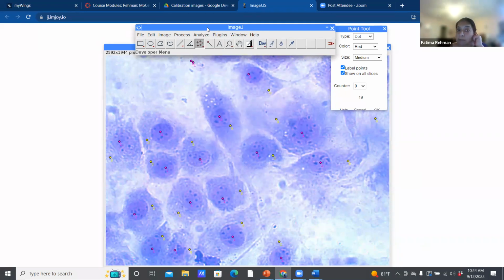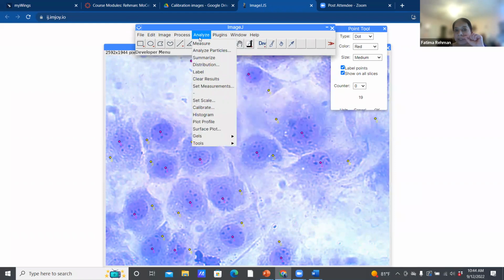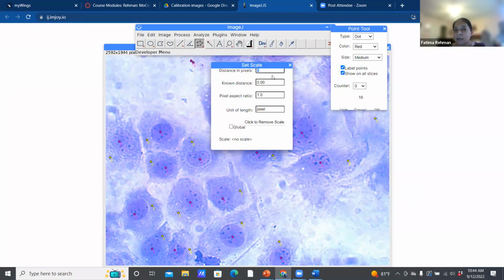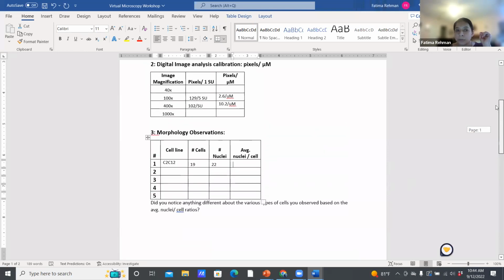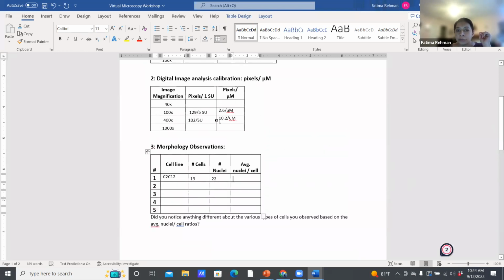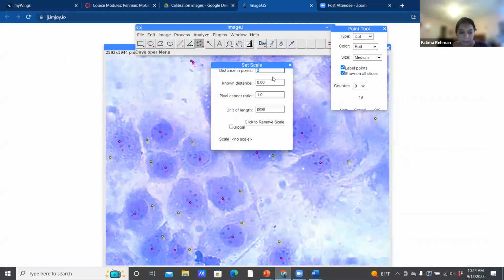The next thing you're gonna do is measure. To measure is where you need the calibration set. So I'm gonna go to set scale. It's my 40x, 400x total magnification using the 40x objective lens. So I'm gonna go to my sheet. It should say 102. So I'm gonna say 102, and I'm gonna say 10 right there. And I'm gonna click on global so it saves it. So I just have to set it once, and then any image I open today afterwards, it should always say that already. So I don't need to rechange it, but you can double check if you needed to.